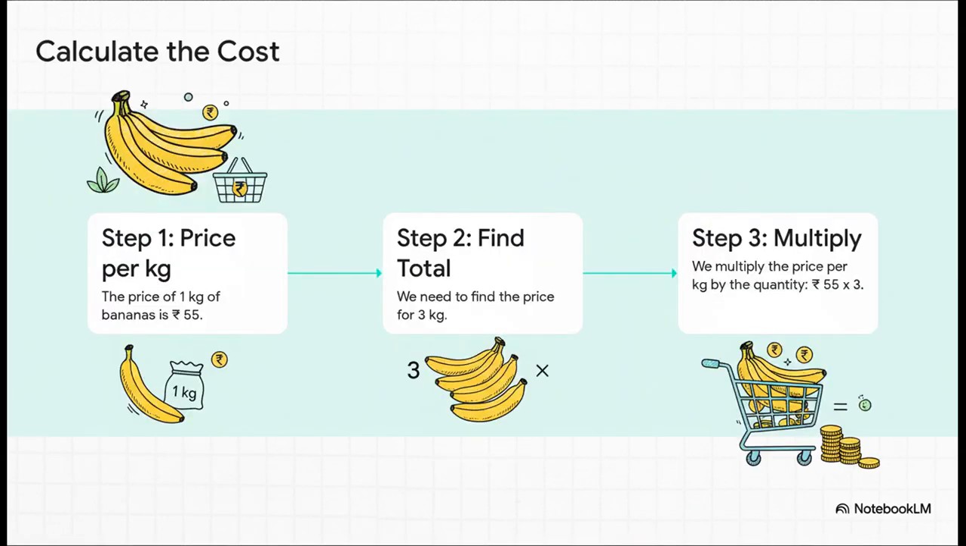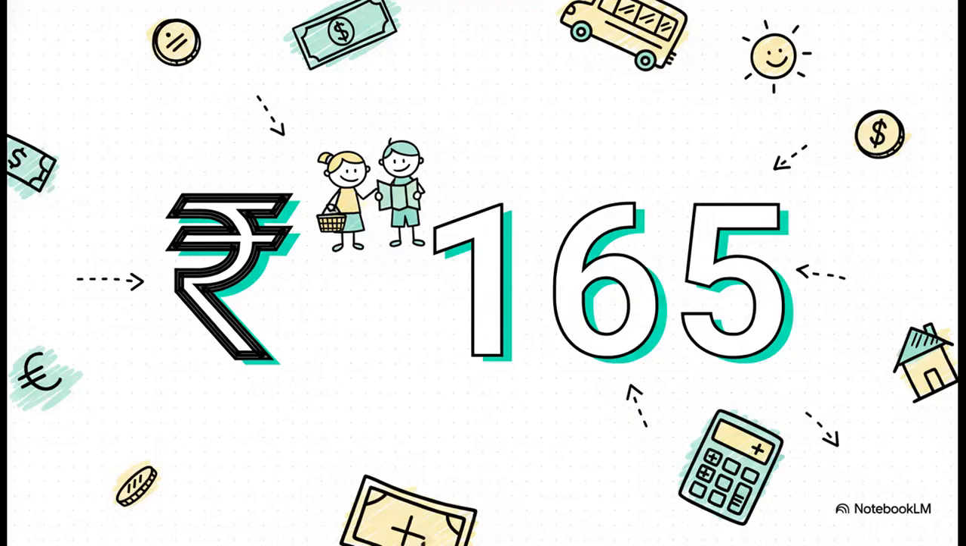All right, this is super simple. Don't you worry one bit. We already know the cost of 1 kilogram. So, to find the cost for 3 kilograms, all we need to do is multiply. That's it. We just calculate 55 times 3. Shabash, you got it. 55 multiplied by 3 is 165. So the total cost for 3 kilograms of bananas is 165 rupees. You guys are just brilliant.